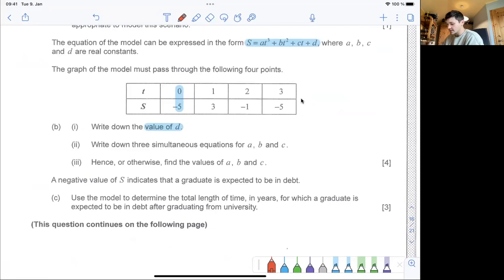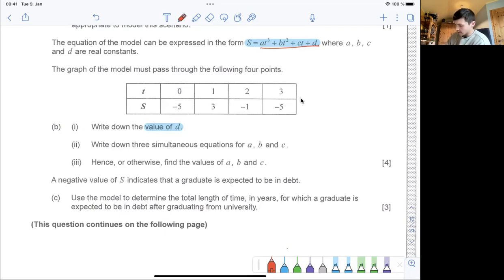Hence, write down 3 simultaneous equations for A, B, and C. So that's going to be using these next three values that were given here. So if we substitute T is equal to 1 into our model for S, we'll get A multiplied by 1 cubed, which is just A, plus B times 1 squared, which is just going to be B, plus C times 1, which is C, plus D, and we have that equaling 3. All right, so that could be our first one.